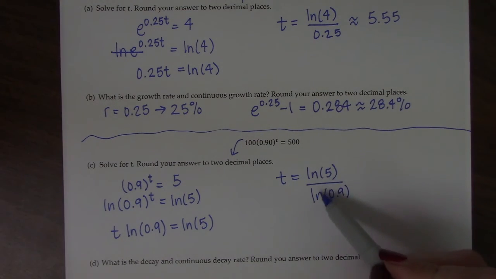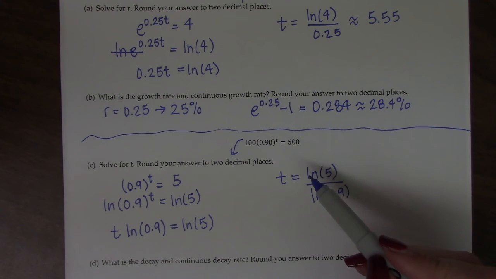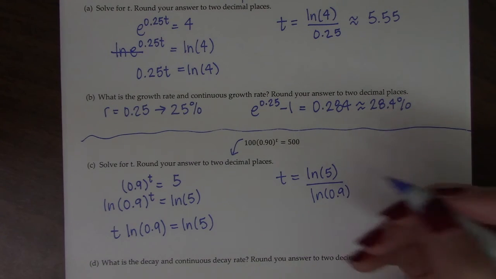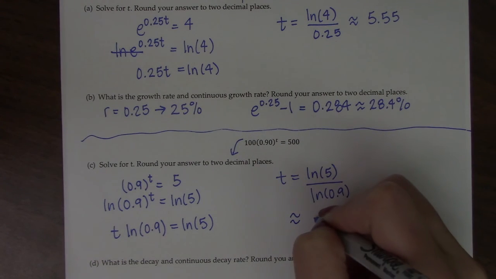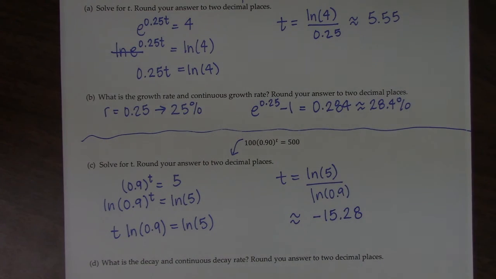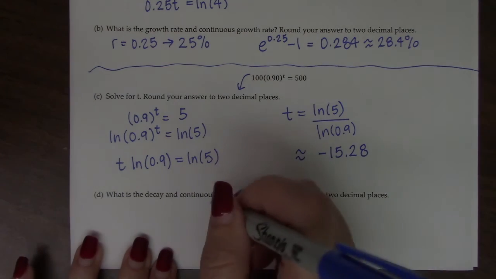These natural logs do not cancel. You would actually have to type in your calculator natural log of 5 divided by the natural log of 0.9. And if you do that, this is approximately negative 15.28. So what is the decay rate?